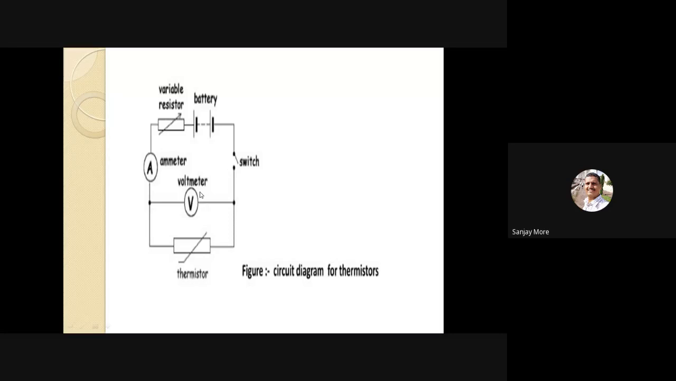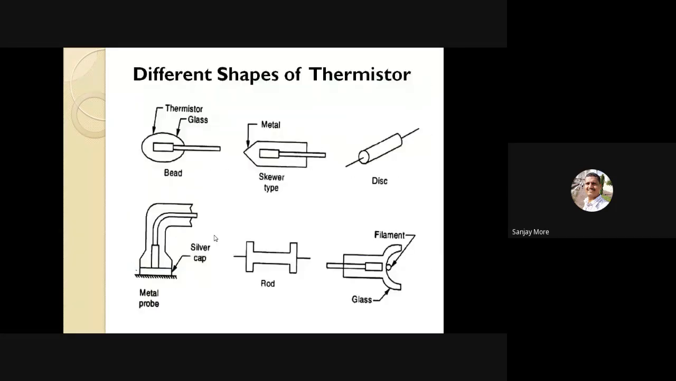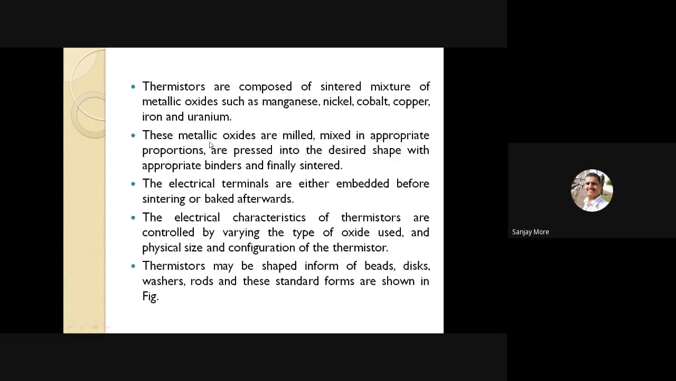Okay. So the function of the voltmeter is to apply different voltage. The ammeter is to check the current. And here different types of thermistors are used to change the temperature lower and higher. Here are the different shapes of thermistors. See, this is metal probe, rod, glass, disc, skyware type, and bead type. These are the different types of thermistors.